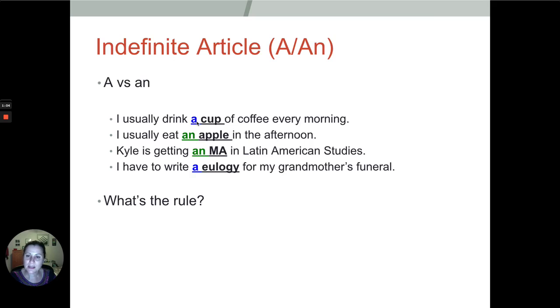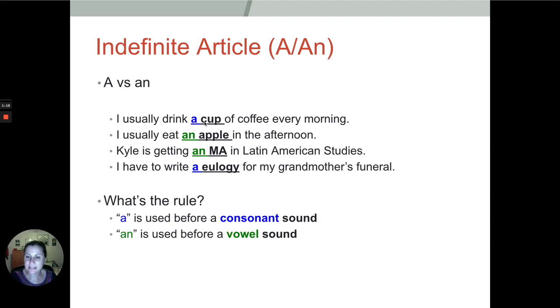So what's the rule? When do we use a or an? A is used before a consonant sound like k, cup. That's a consonant. We use an before a vowel sound like a, e, i, o, u. The vowels are a, e, i, o, u. Now pay attention, it's not the actual letter, it's the sound. Like here we say M-A, "eh." So even though we begin with an M, the actual sound is an E.